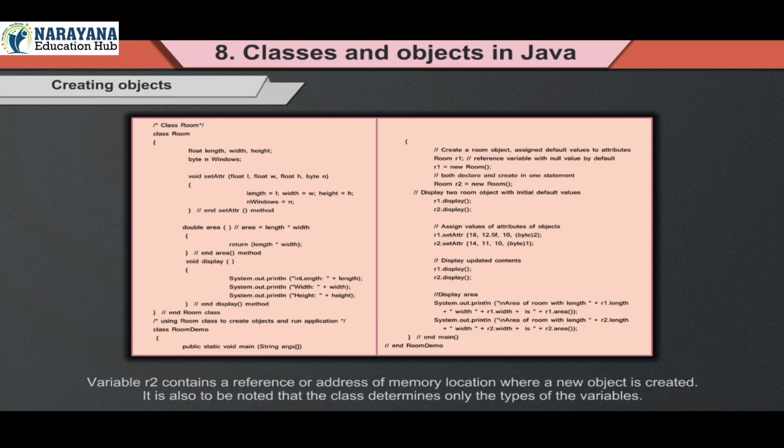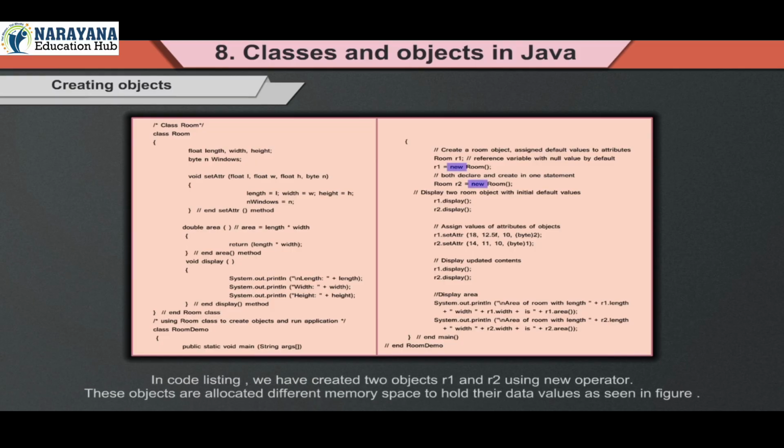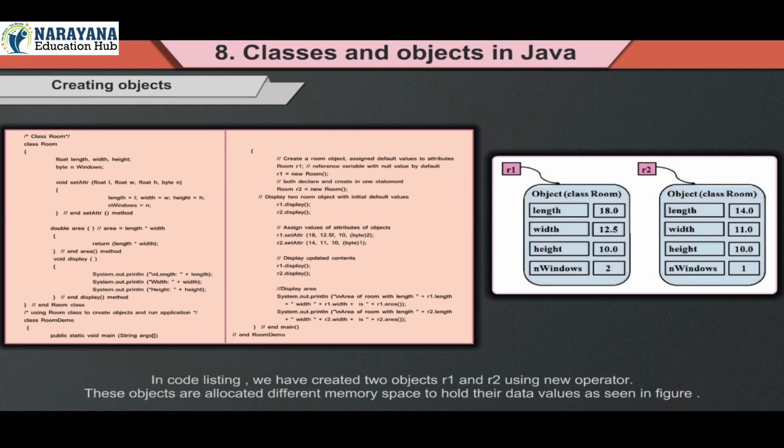It is also to be noted that the class determines only the types of the variables. The actual data is contained inside the individual objects and not in the class. Thus, every object has its own set of data. In the code listing, we have created two objects, R1 and R2, using the new operator. These objects are allocated different memory space to hold their data values, as seen in the figure.